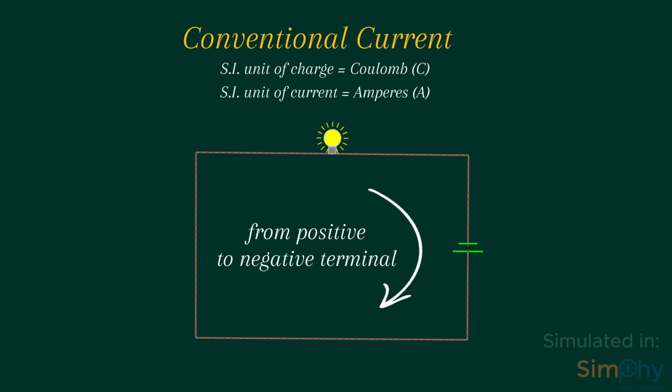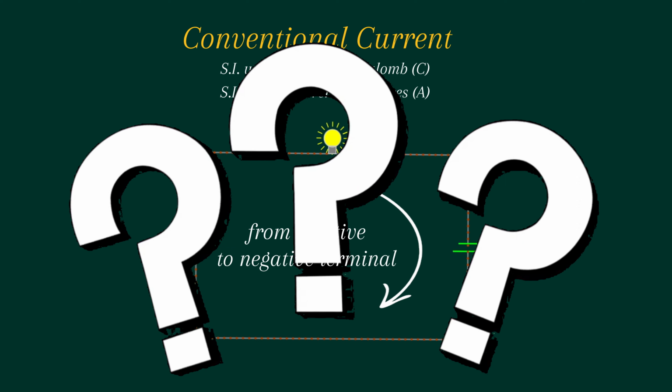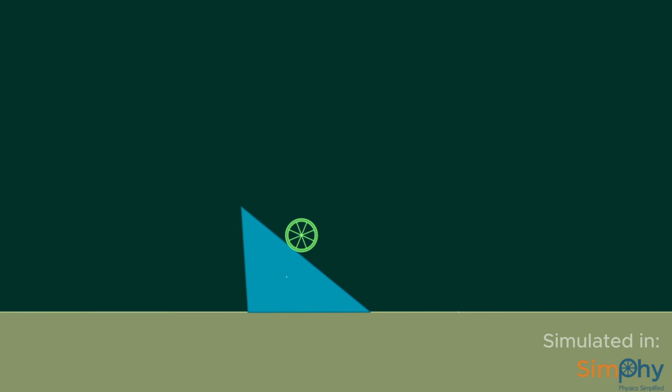Now the question is, what makes these charges move? Let's understand this with an analogy. Consider this wheel placed on a flat surface. Does it move? No, because there is no difference in height between point A and B of the surface. On the other hand, if we had a wedge-shaped surface, the wheel rolls down. This is because there is a difference in heights at point P and Q.